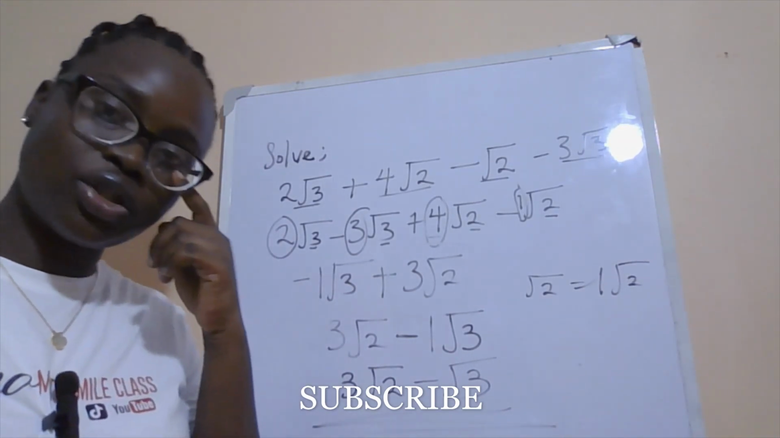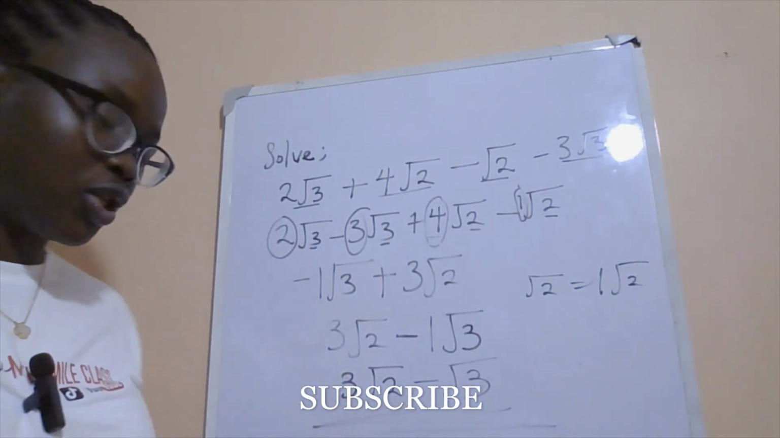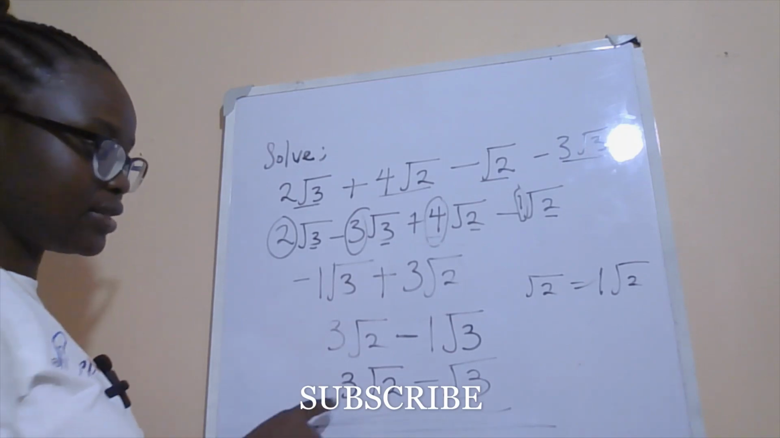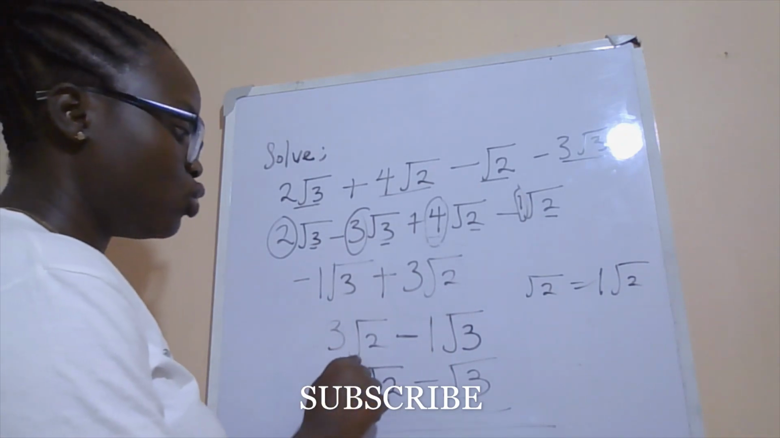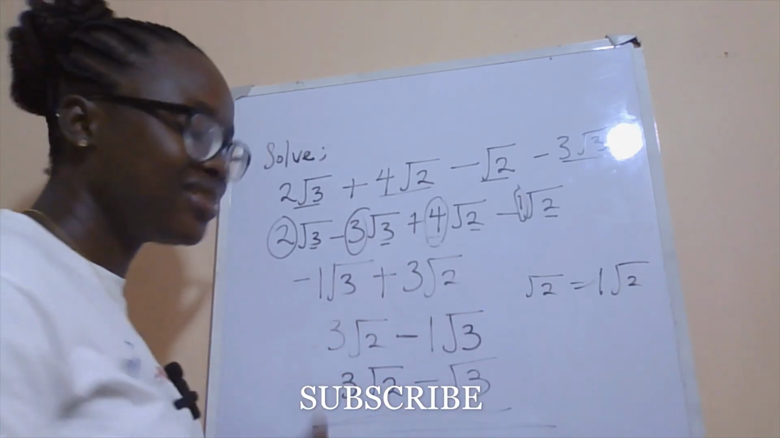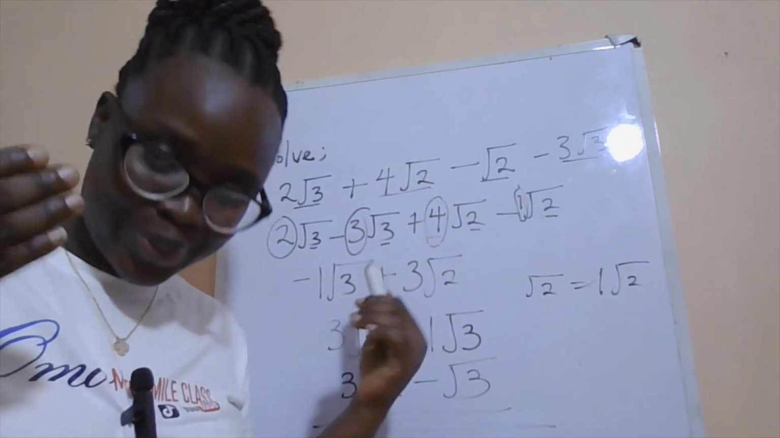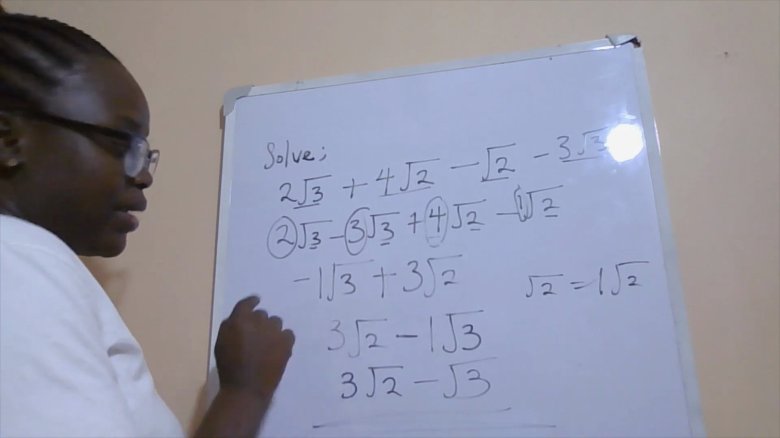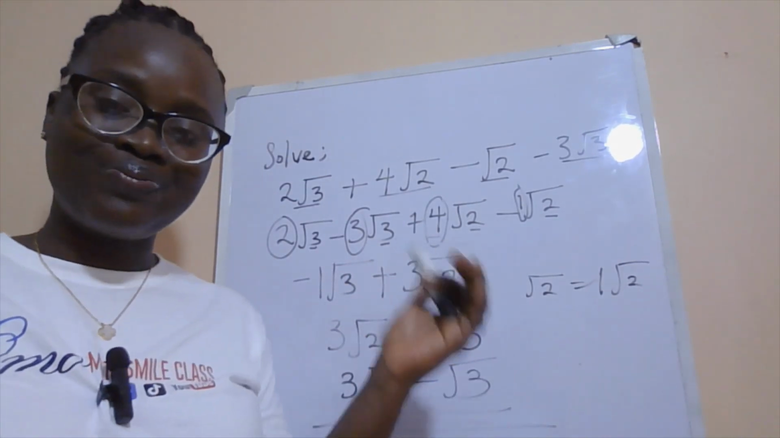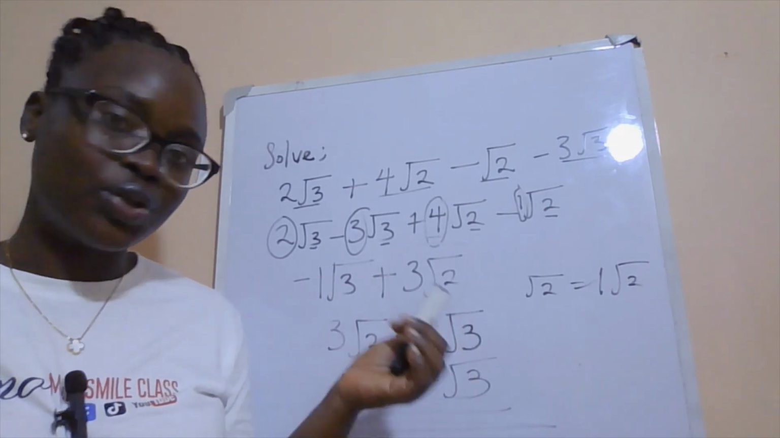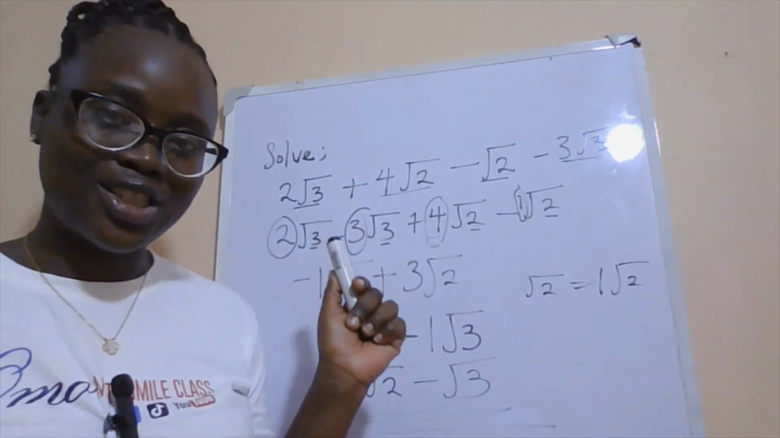Quick and easy to solve. So you can see any of these answers. If it is an objective question, they might leave their answer as 3 root 2 minus root 3. They might leave their answer as 3 root 2 minus 1 root 3. It still means the same thing. It's still the same answer. Or they might leave their answer as minus 1 root 3 plus 3 root 2. And that is the solution to the first question. So let's move to the next question.